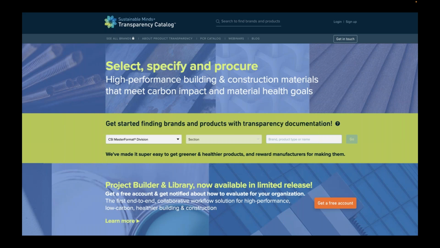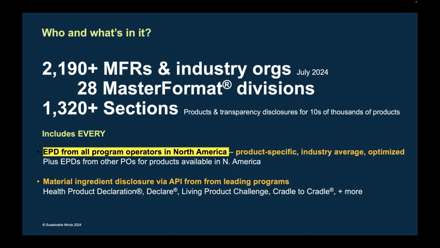When we launched the Transparency Catalog in 2016, there were only 350 manufacturers anywhere in the world making products for the North American market who had published EPDs or material ingredient disclosures. Today, as of July, we have almost 2,200 manufacturers and industry associations across 28 MasterFormat divisions in over 1,300 sections.